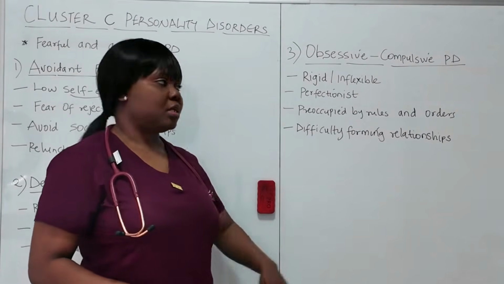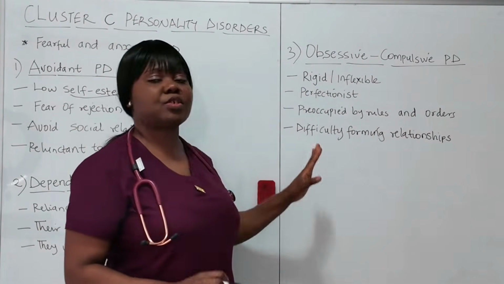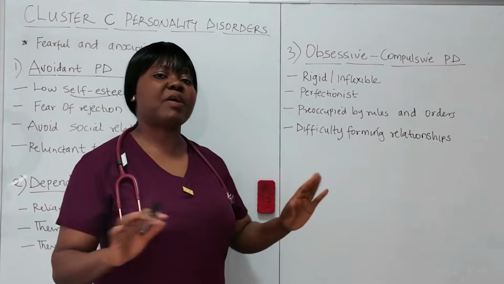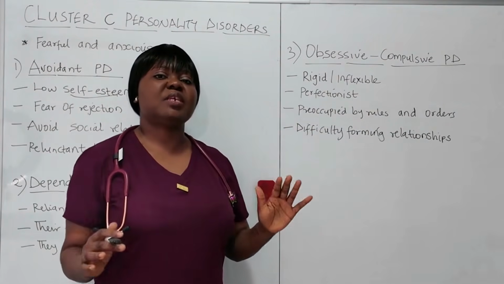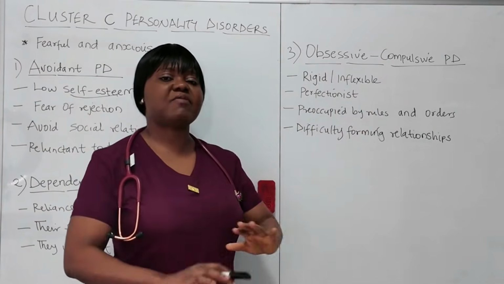The third one is obsessive-compulsive personality disorder. These are the perfectionists. They want to do things in the perfect way, in their own way. They believe that they are the one that can do it better. So they are very rigid. They are inflexible.